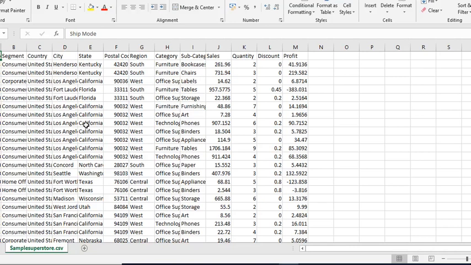Once you see the data, some of it is numerical data and some is textual data. So it is a combination of numerical and textual data. Sales is numerical data, quantity is numerical data, discount is numerical data, and profit is numerical data. These four are very important to perform the exploratory data analysis.